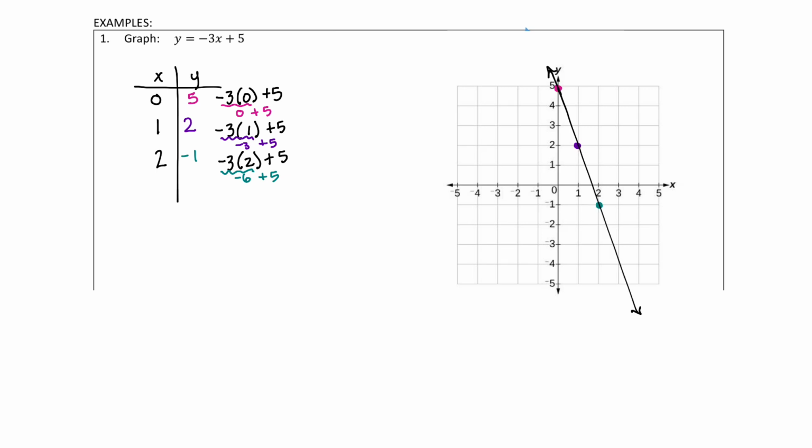There we go. Okay, let's say the teal dot was over here instead, and you couldn't get all of them to line up on a straight line. You don't know which one, the pink, the purple, or the teal, is wrong, so do another point. So maybe do 3 over on your T-chart and see what you get. But we did them right, and there they are.